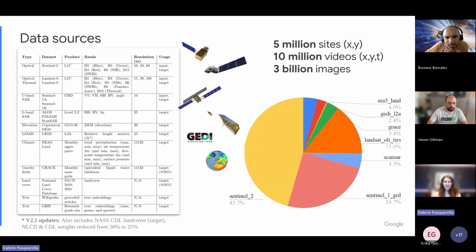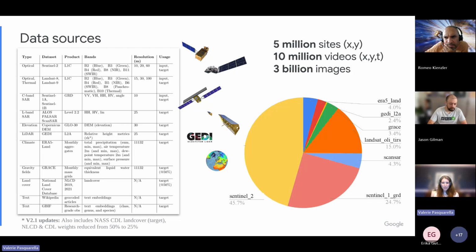And usually we get questions immediately: what sources went into the model? What did you use for these targets? So here is the full list of our data sources. I already mentioned Sentinel-2, Landsat 9, Sentinel-1. For reconstruction, we also use ALOS PALSAR ScanSAR data, the Copernicus DEM, LiDAR returns from GEDI, including all of the relative height metrics, climate variables from ERA5. These are the monthly aggregates, and we got precipitation, air temperature, surface pressure, and gravity field information from GRACE, which tells us something about subsurface water dynamics.